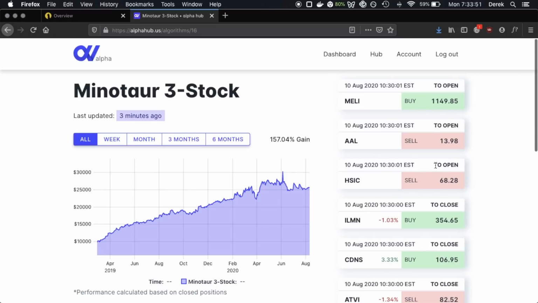So you can see in our open positions here, it's telling you open sell. That means you want to open a short position. So in this case, I would open a short position in HSIC, a short position in AAL, and a long position in MELI.